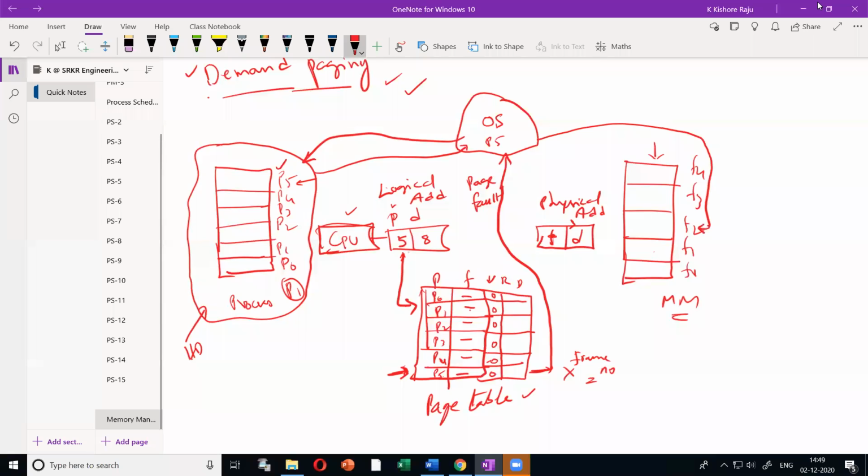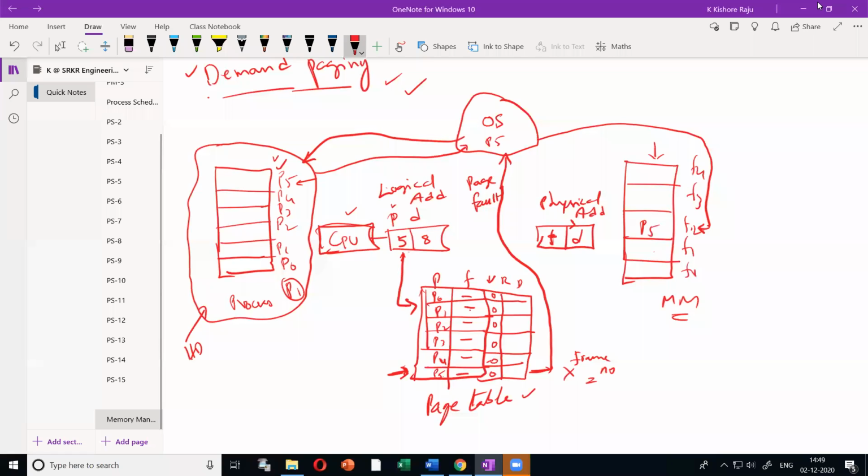It will come back to the main memory. Then it will check if free frames are available. What is the initial condition here? Initially all the frames are free frames. So your operating system will select any one frame and the P5, fifth page, will be placed.